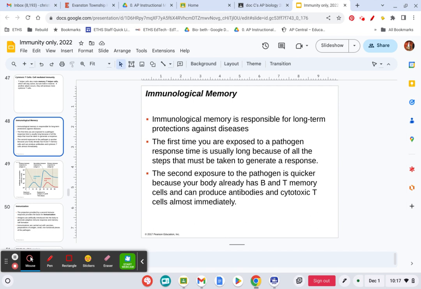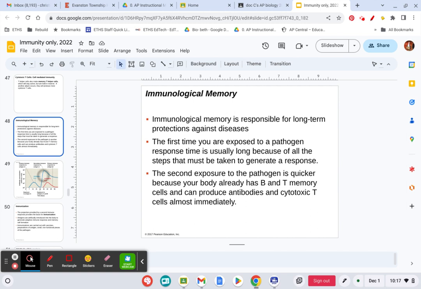The second time around, you're much better, because now you've got the memory B cells. So you've got memory cells that can produce antibodies, and you've got the T helper cells that can say, hey, go B cells, go do this. And they can also say to the cytotoxic T cells, go in and clean up the mess.